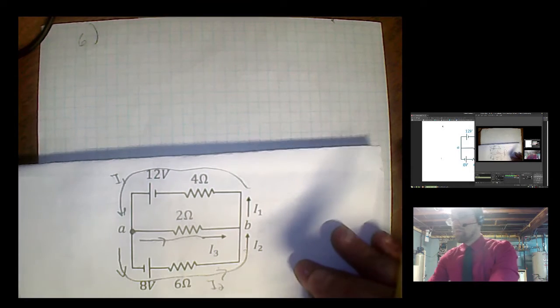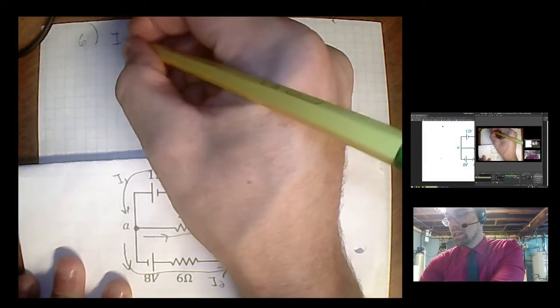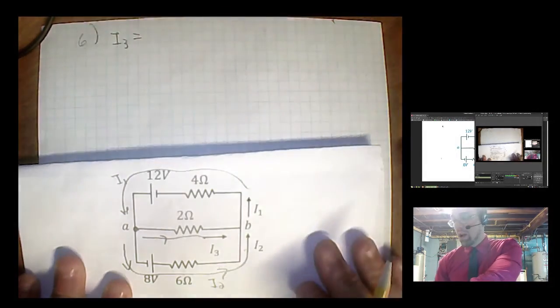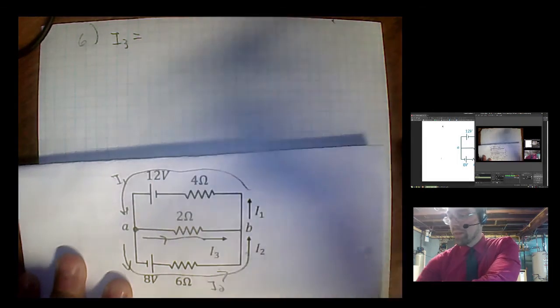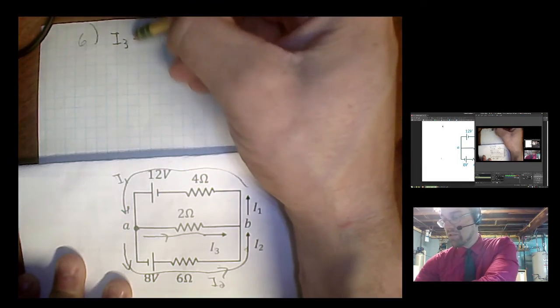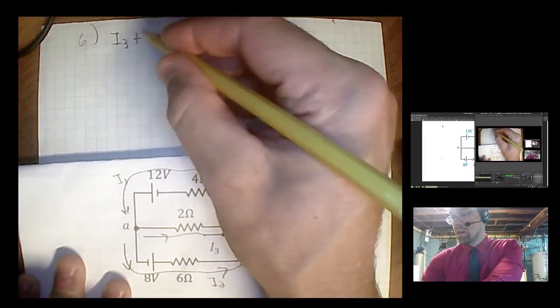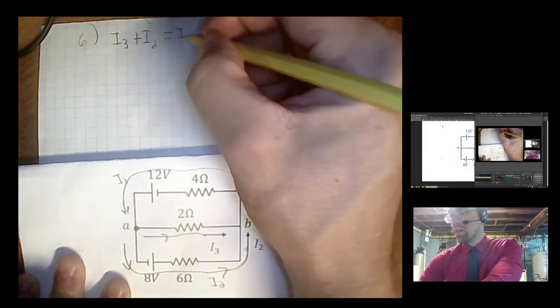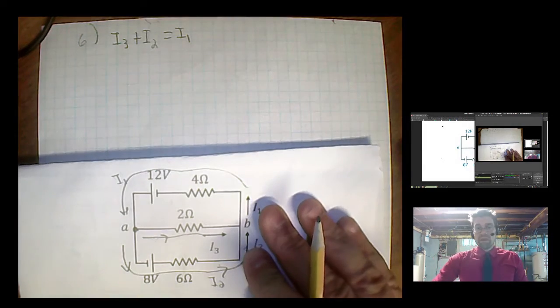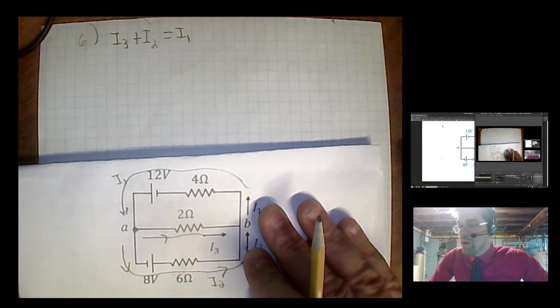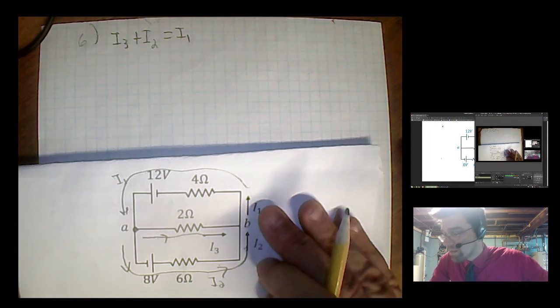Okay, so when I do my junction rule for A, I3 and I2 are leaving the junction. I1 is entering the junction. I flipped that, but commutative property, it's all good. I1 equals I2 plus I3.